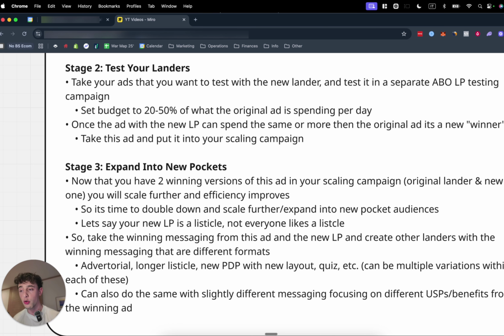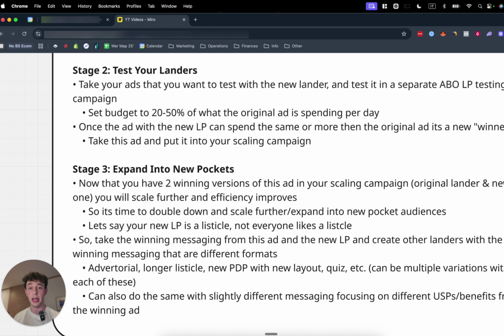So now that you have two winning versions of this ad in your scaling campaign, right? You should have the original lander and the new one. You will scale further and efficiency improves. So it's time to double down and scale further, expanding into new pocket audiences. So let's say your new landing page that you just tested is a listicle, right? Not all of your audience who sees this listicle likes it and will convert, just like not all of them who see the PDP will like it and convert.